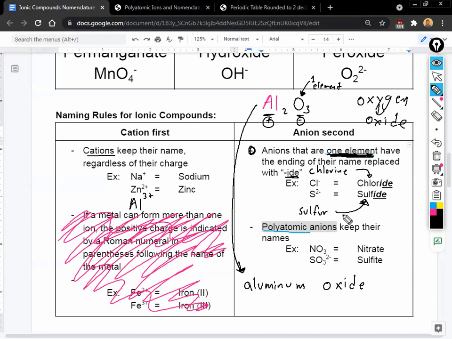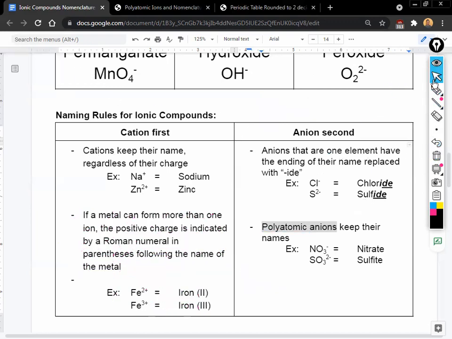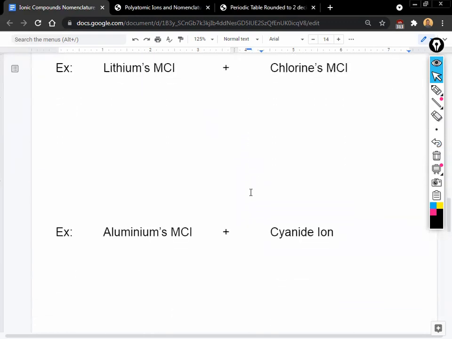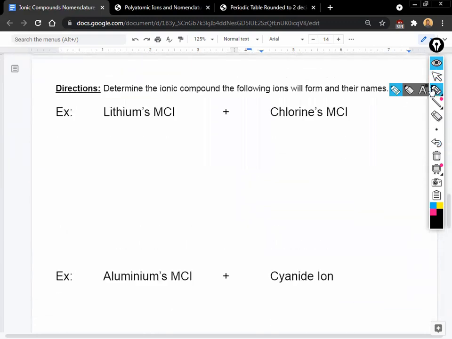Alrighty, guys, let's do a couple practice problems. Again, this is going to be on your desk. You're not going to have the naming rules for your exam, but you will have the polyatomics. But you'll have it for the assignment. So let's use it to figure out the answers to these problems. Okay, so let's start with the first one. I'll do the first one with you, and then the second one I'll have you do on your own.